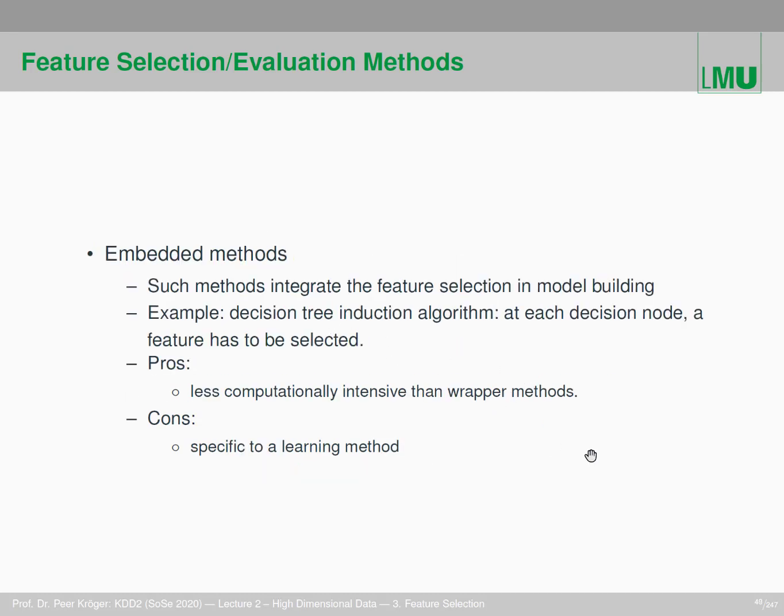Third one, embedded methods. They try to have a compromise of both methods before. So they try to integrate the feature selection into model building. As I told you before, the best example is the decision tree induction algorithm. At each split, at each node, there is a kind of feature selection. The pro is it's less computationally intensive than the wrapper methods, but on the downside, it's specific to a learning method. You know that decision trees have a high tendency of overfitting, and that's exactly the point that is mentioned here. You have a high tendency of overfitting.